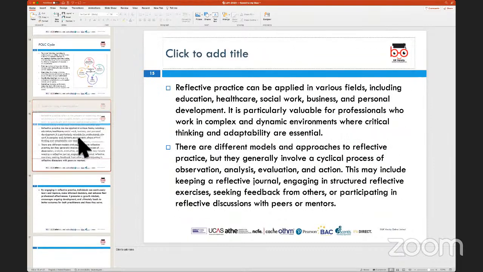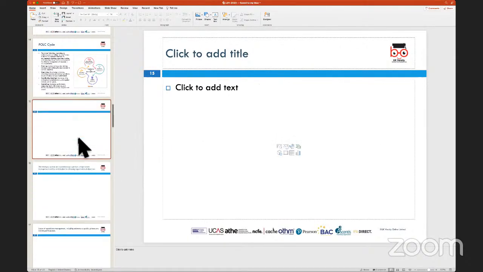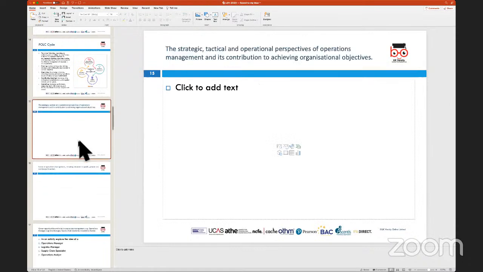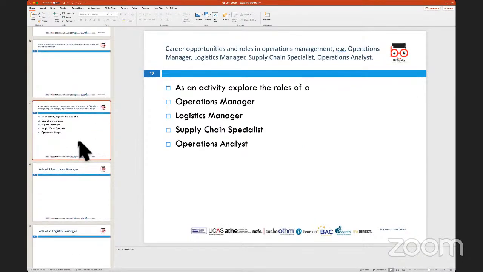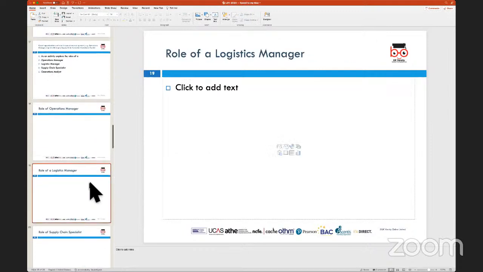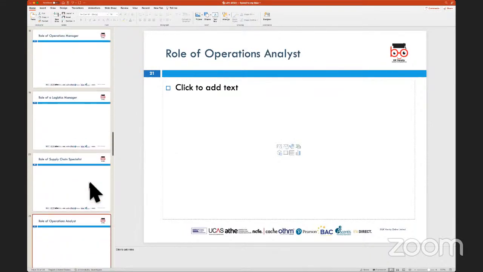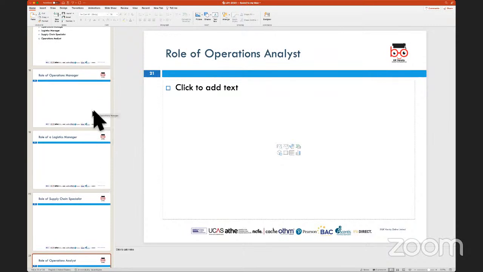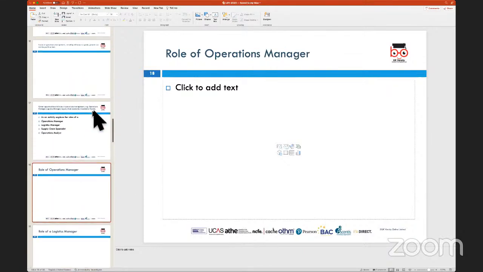Now, when we look at, let's say, the roles of an operations manager, we are going to be looking at different types of roles that we can see within the organization. So when we talk about operations manager, this is an activity which I want you to do, and we'll fill up these slides before we discuss learning outcome 2, to understand if you know now operations and operations management, and if you were working as an operations manager within an organization, what would be your role?